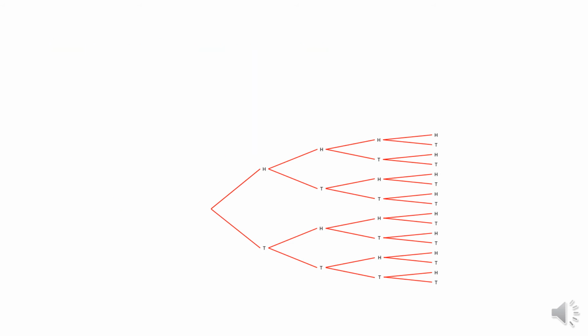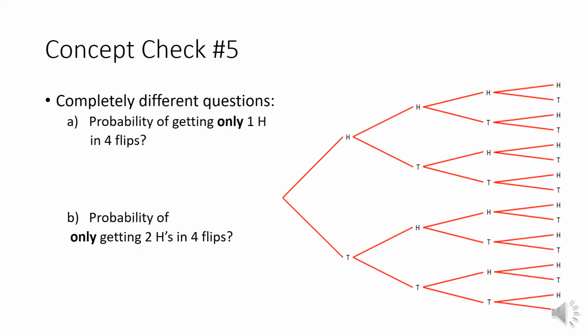Okay, so here's a completely different question. I say completely, somewhat facetiously. We flipped a coin 4 times. What's the probability of getting only 1 heads during those 4 flips? So go ahead and pause, look at it, unpause, and we will discuss.